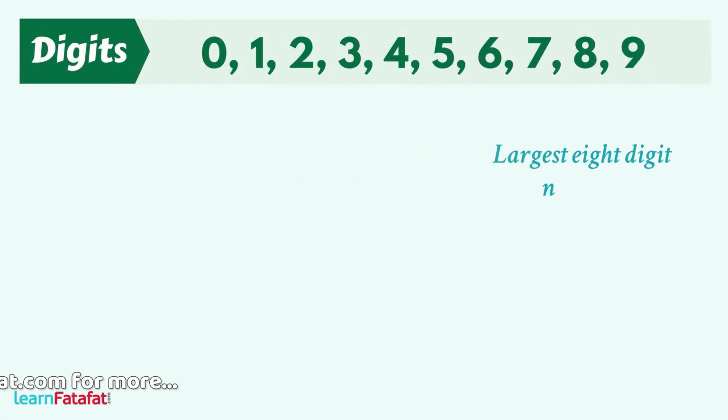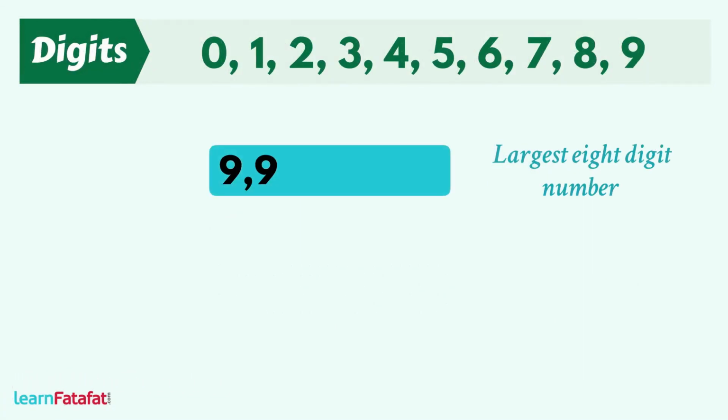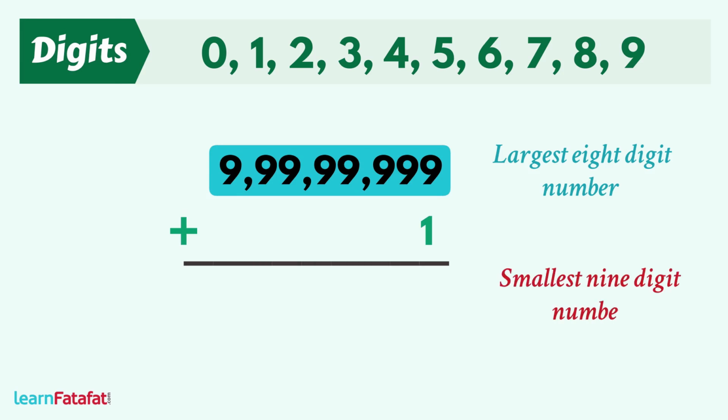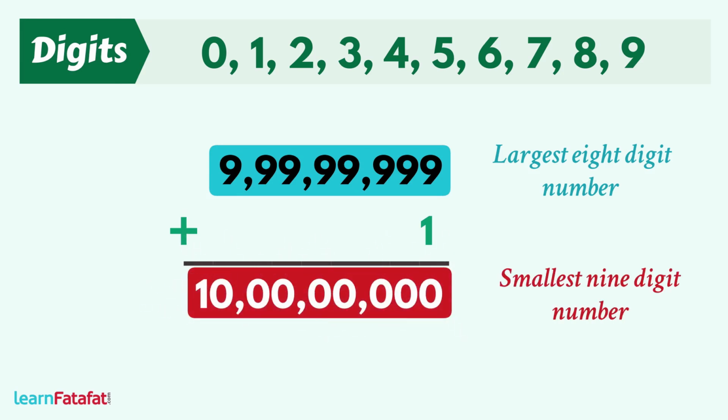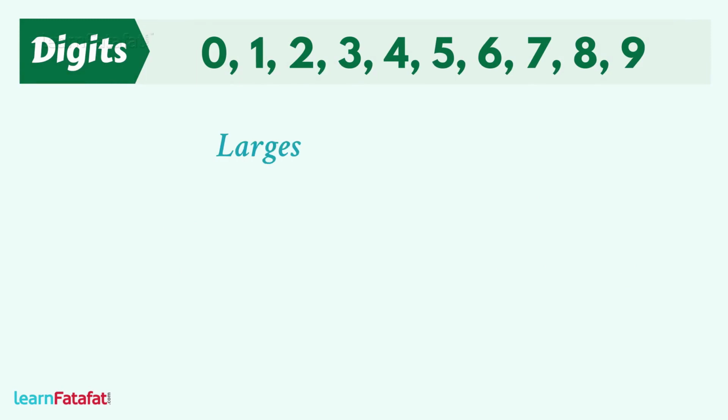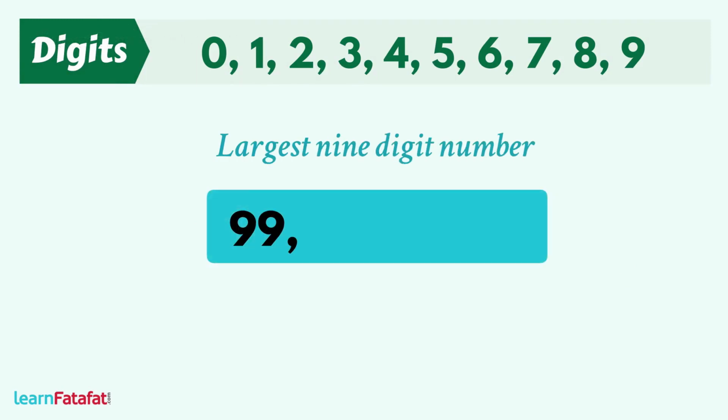The largest 8 digit number is 9,99,99,999. Adding 1 to it forms the smallest 9 digit number, 10 crore. Finally, we have the largest 9 digit number as 99 crore 99 lakh 99,999.